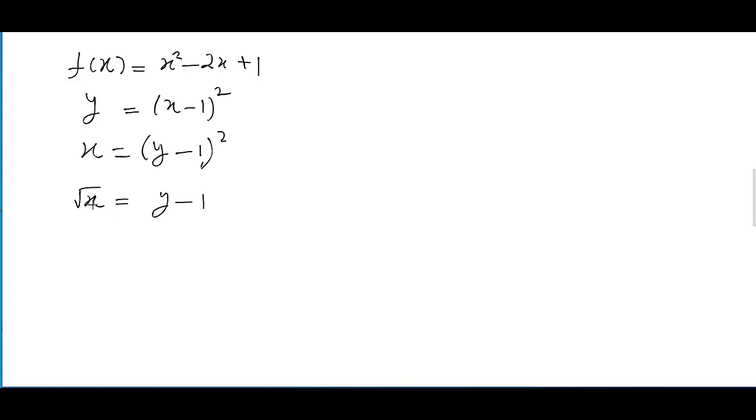And remember, when you take the square root of both sides, the plus minus sign can be written here. So be careful about this plus minus sign, and we will bring this minus 1 to the other side. It will become plus minus square root of x plus 1. So this is our inverse function.